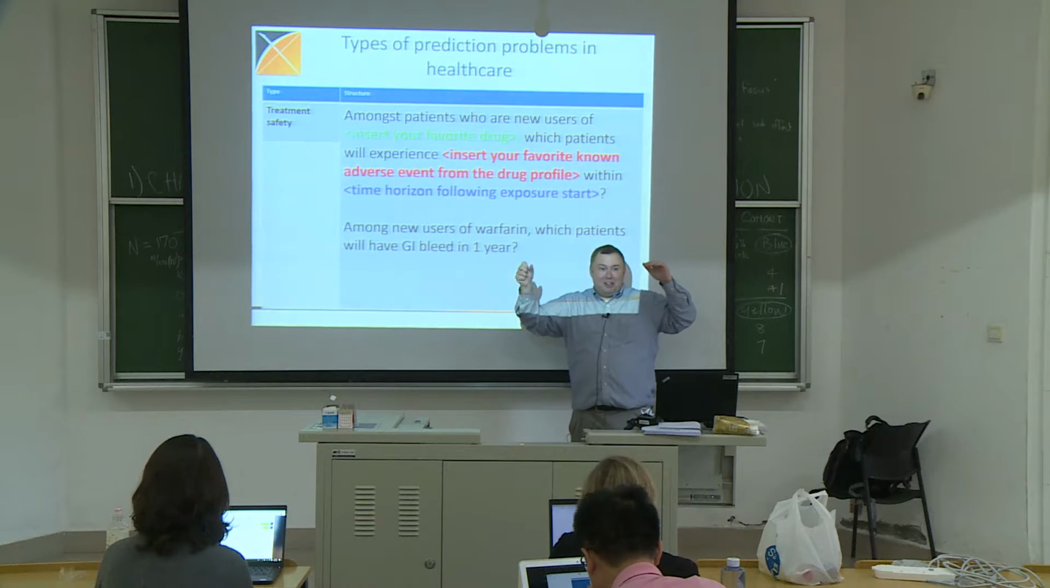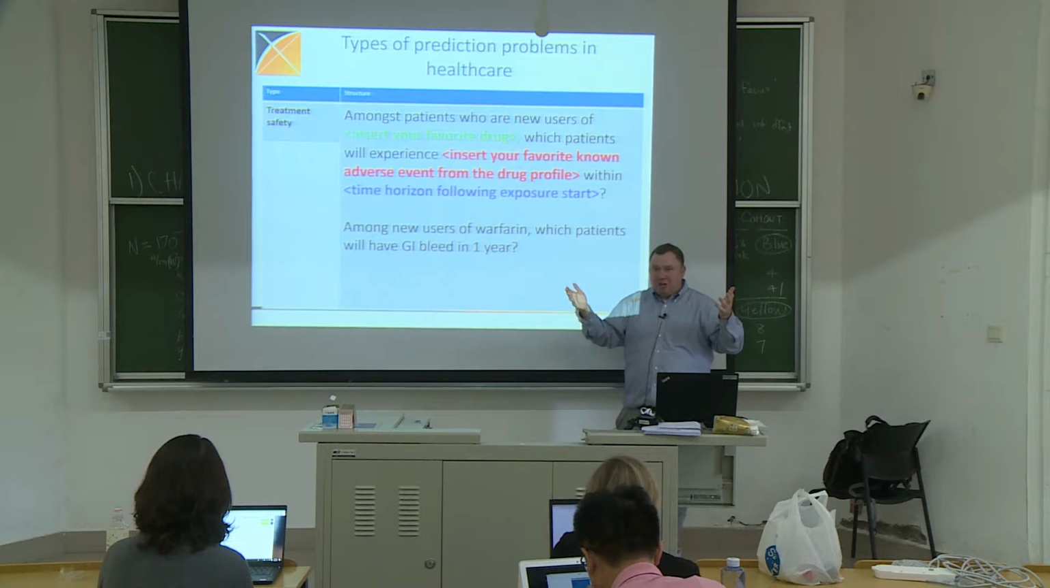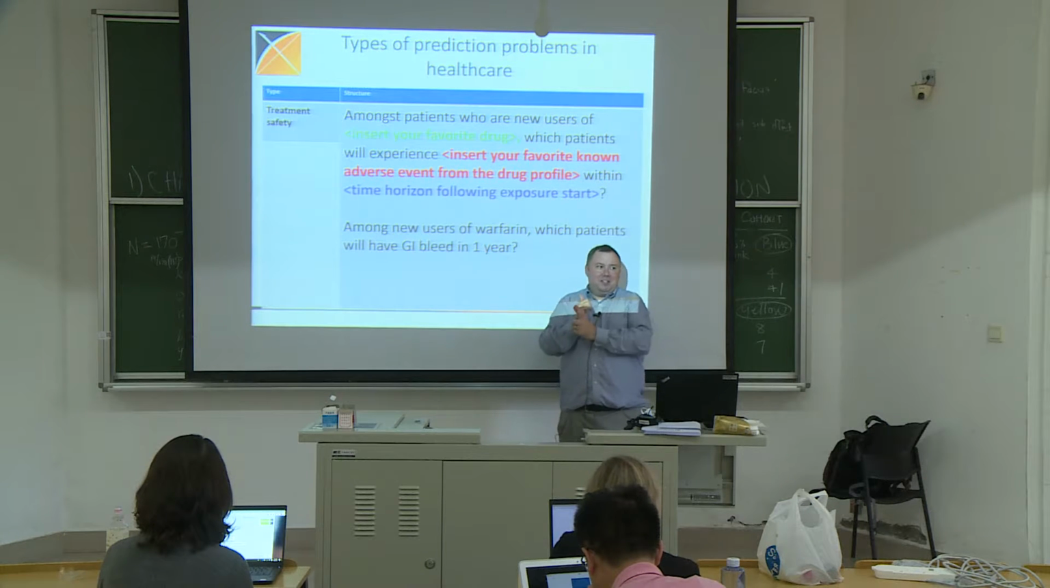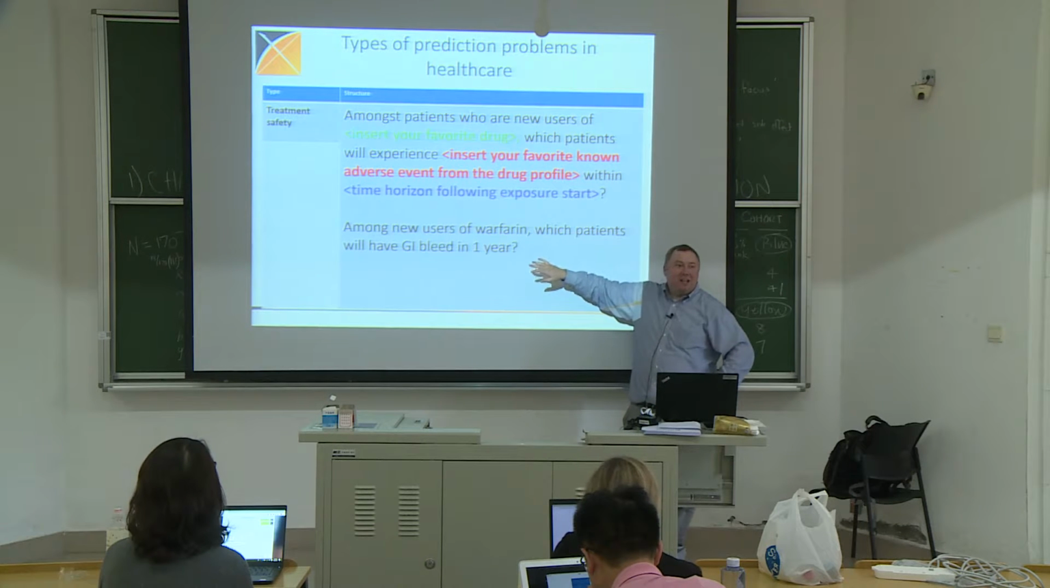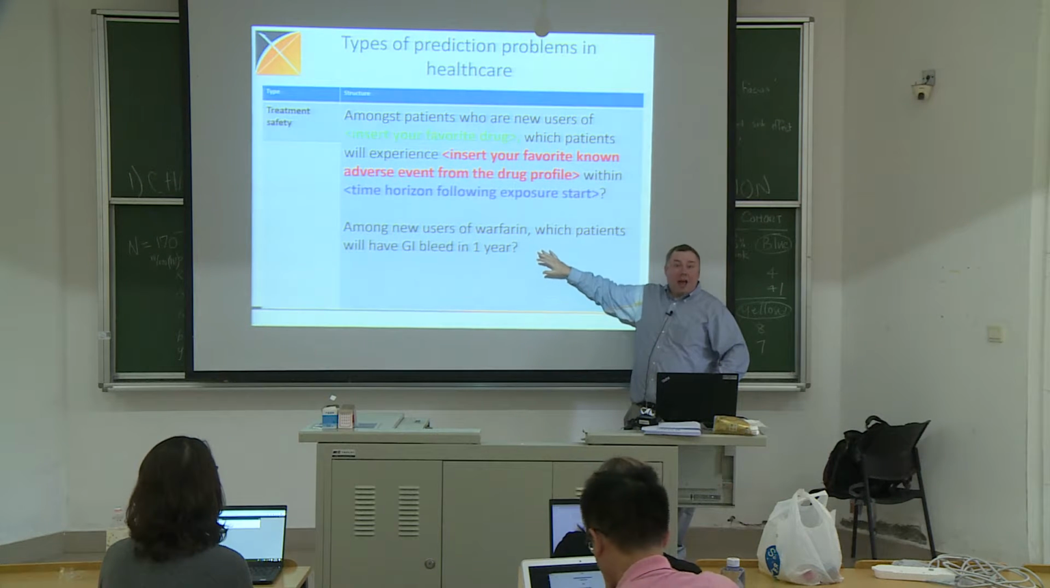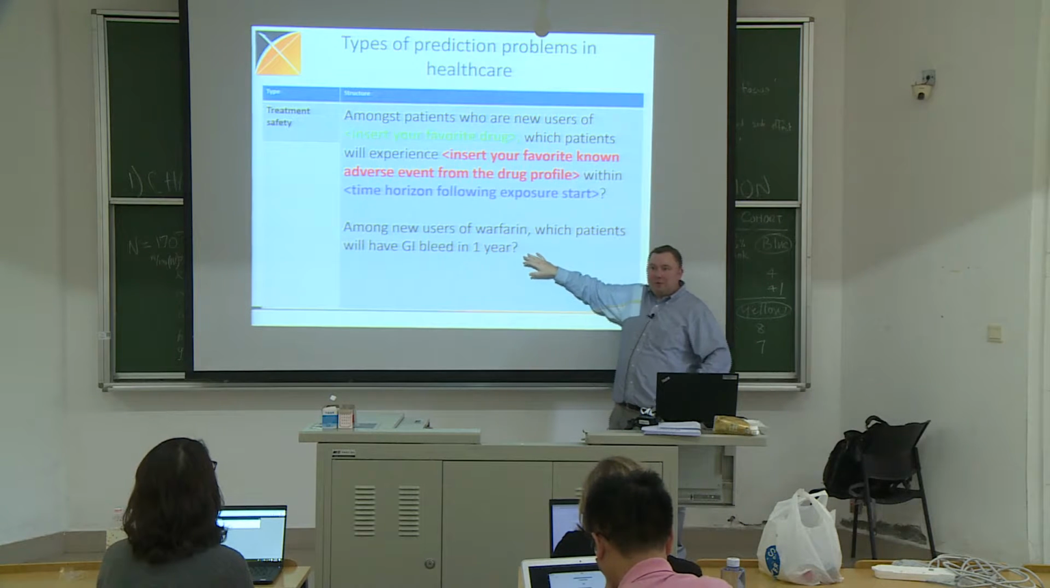But you don't get to know, or the label does not tell you generally, how often the side effect happens, or in which patients it is going to happen most. But this prediction problem can allow you to figure out how often it is going to happen, and in which patients it is going to happen most.